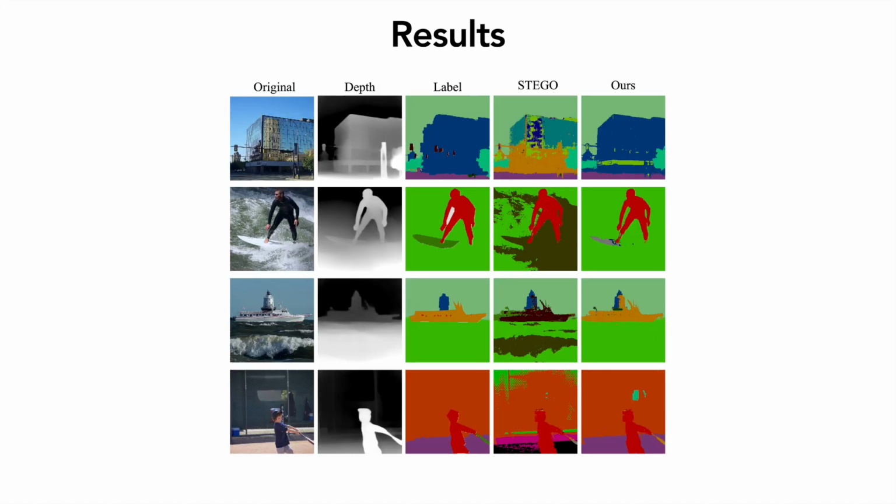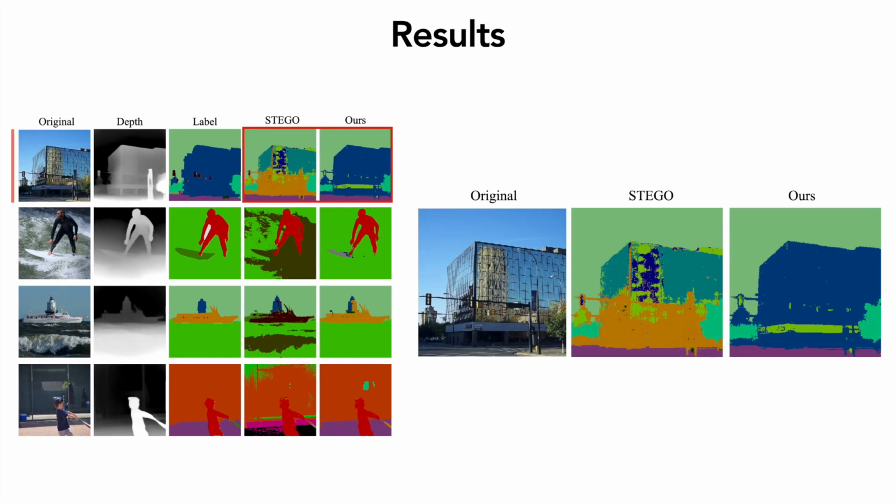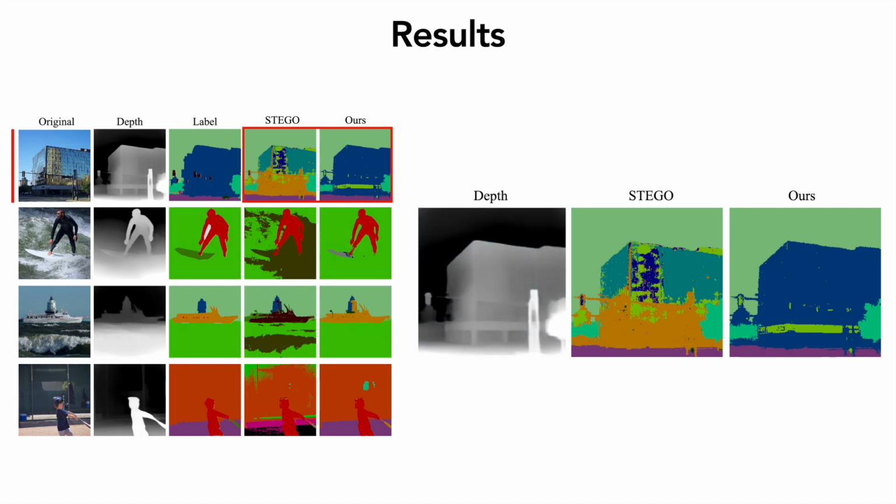When visualizing our predictions, we see that our method is able to correct the prediction of STEGO for images with visual irritations. In the case of the building with the mirroring surfaces, STEGO fails to correctly segment the scene. Through the use of depth information, we are able to smooth out the surface of the building, providing a better segmentation.